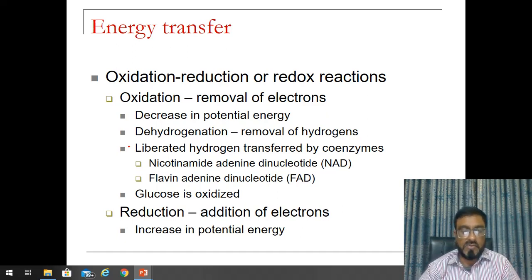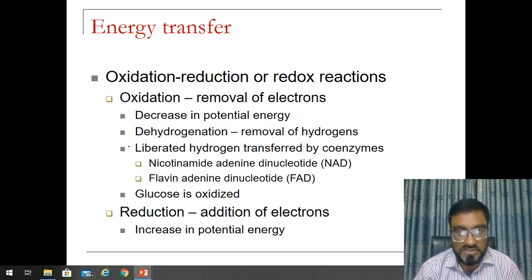So how is the energy transferred? Oxidation reduction reactions are important. We have talked about several kinds of enzymes that belong to the class of oxidoreductase. Especially we talked about the dehydrogenase, which is involved in oxidation reduction reactions. Simply we call them redox reactions.